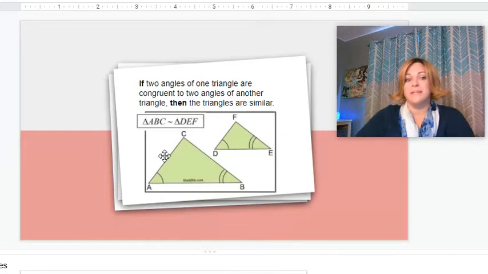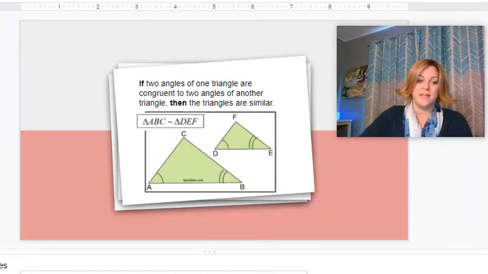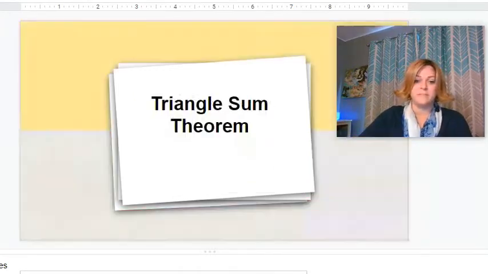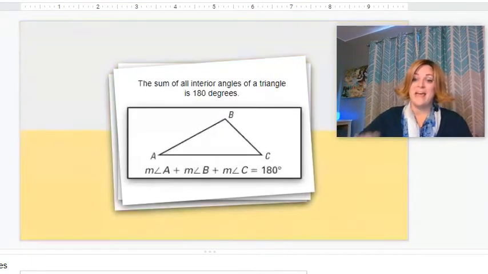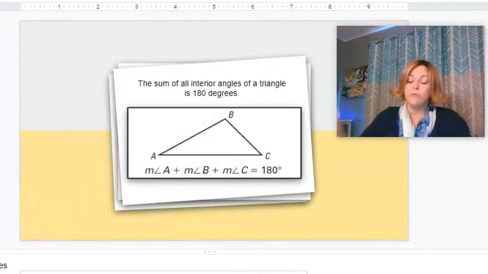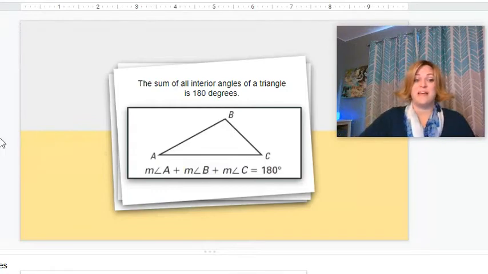But the real rule is angle, angle similarity. Because if you know 2 are the same as the other 2, then the triangles will be similar. And all the angles will actually be congruent. And that's where the triangle sum comes in. So you have to remember that adding up all those angles equals 180. So if that ever happens and you know 2 of the angles, you can actually find that third angle.